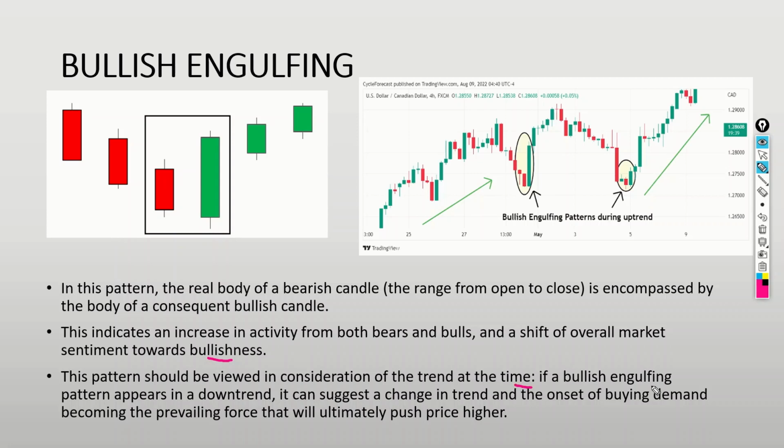If a bullish engulfing pattern appears in a downtrend, it can suggest a change in trend and the onset of buying demand becoming the prevailing force that will ultimately push the price higher. So we are saying the pattern should be viewed in consideration of the trend at the time. And if a bullish engulfing pattern appears in a downtrend, it can suggest a change in trend and the onset of buying demand becoming the prevailing force that will ultimately push the price higher.